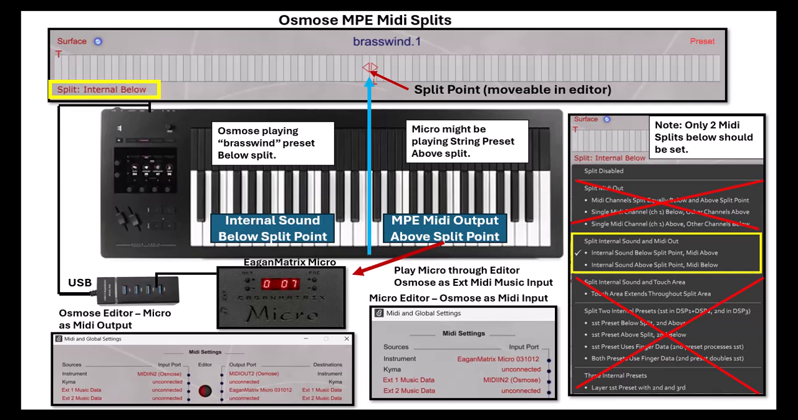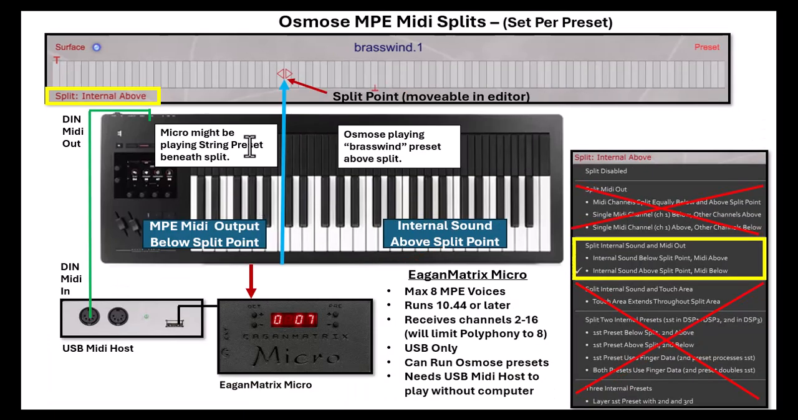You can switch that around, of course, if you want, and split it so that your MPE output is below the split point. Maybe you want your external synth to play a bass line, and you want to play polyphonic MPE on your internal sound above the split point. That's up to you. In this case, I've gotten rid of the computer and I've put a USB MIDI host in the mix, and now I can play the Micro without that editor being involved. I can set my split, get out of the editor, save the preset that I want with the split on the Osmose so that I can call it up later and you'll be in business.